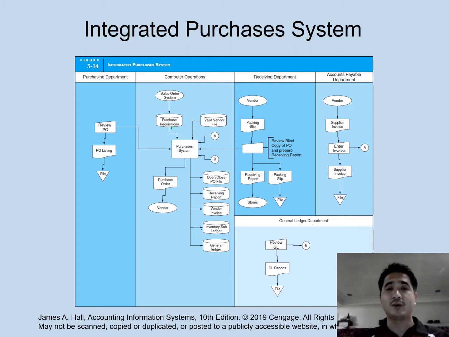The packing slip will be filed, and then the receiving report will be entered into the system. The receiving report file will be updated. You can see here, or in the next slide, that when the receiving report is entered into the system, the GL accounts are already updated.